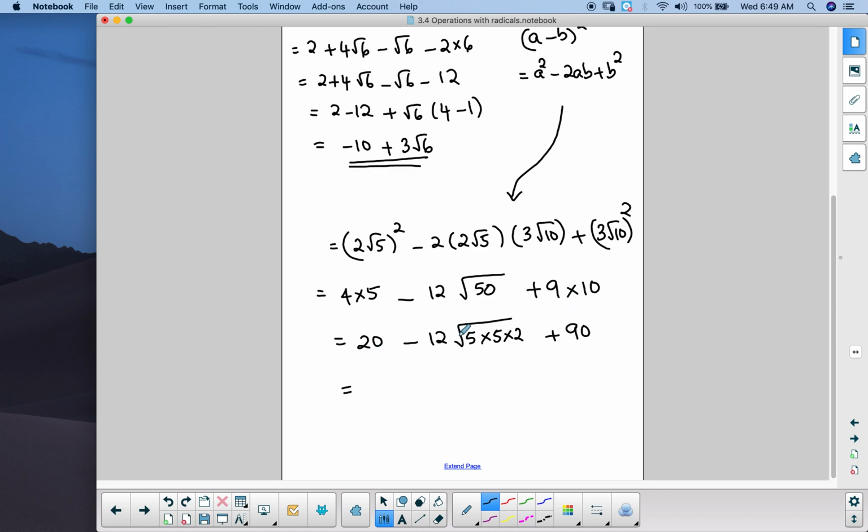And I can add 20 and 90 together. 20 plus 90 minus 12 times, I can bring the 5 outside here because the square root of 25 times root 2. And I get 110 minus 60 root 2. And that's the simplified expansion of that.